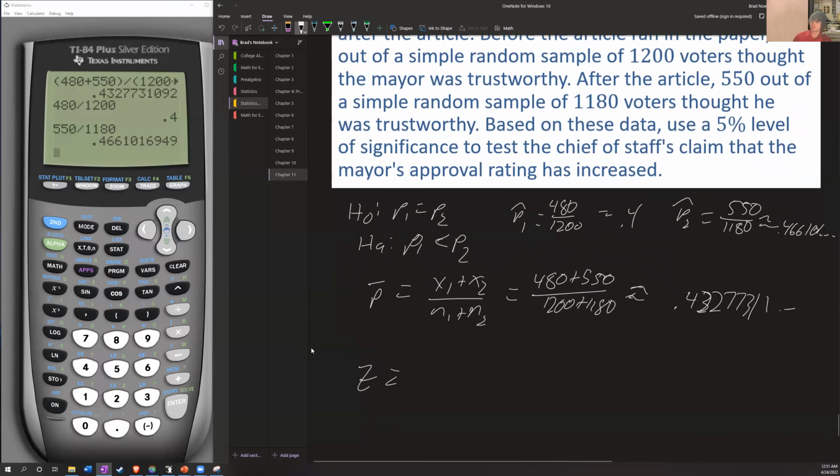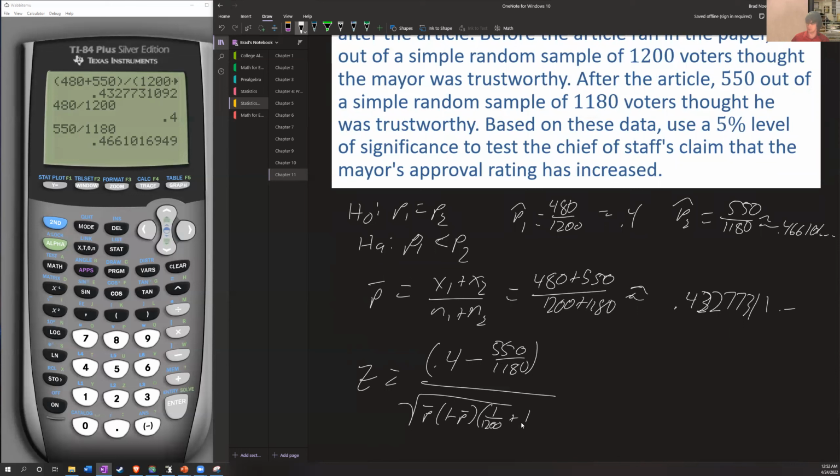And so on. So here, I'm going to plug this into my formula. It's going to be P1 hat minus, and I'm just going to write P bar here to save myself some space, over the square root of P bar times 1 minus P bar times 1 over 1200 plus 1 over 1180.